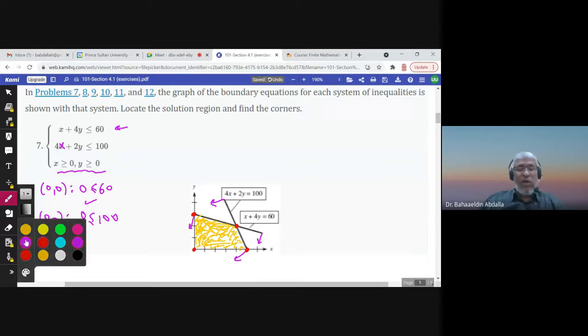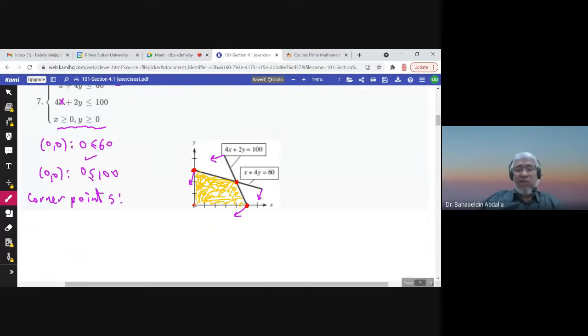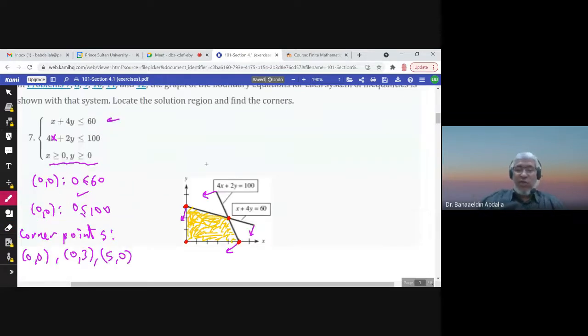So, let me say, corner points. Well, this point is easy, 0, 0, and this one 0, 3, and this one 1, 2, 3, 4, 5, 5, 0. So I just need to find this point. Well, it's approximately 4, 3. Okay, it could be 4, 2. But to make sure, I'll solve the two equations together.